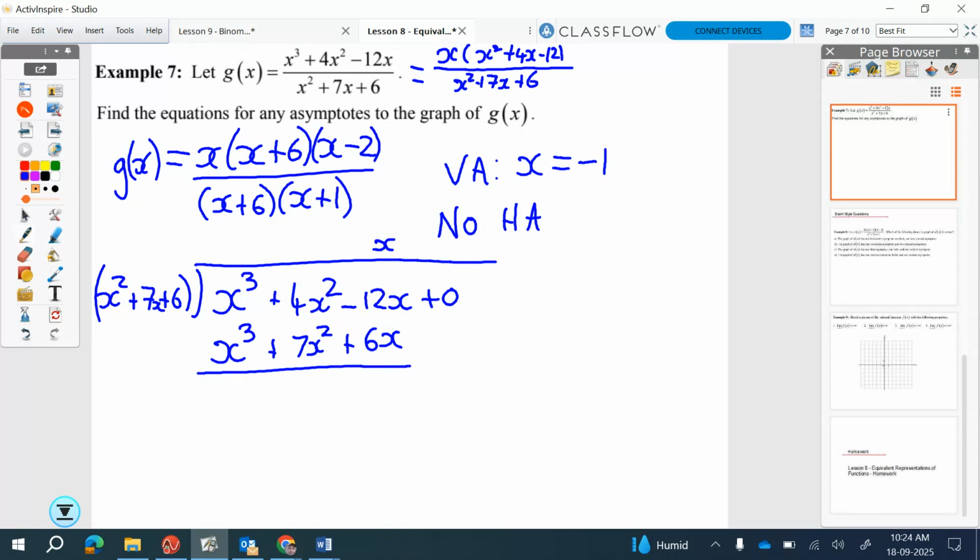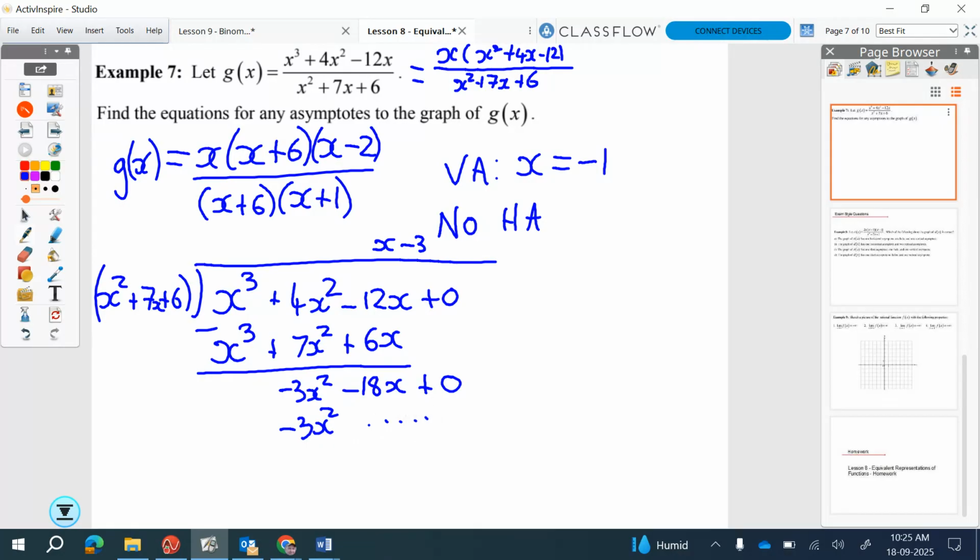At this point, we do the subtraction. x cubed minus x cubed, they cancel. 4 minus 7, negative 3, x squared. Minus 12 minus 6, minus 18x. And then we can drop down the last term. So now we ask ourselves, what do we multiply x squared by to get negative 3x squared? Negative 3.